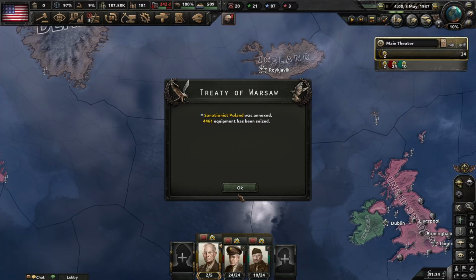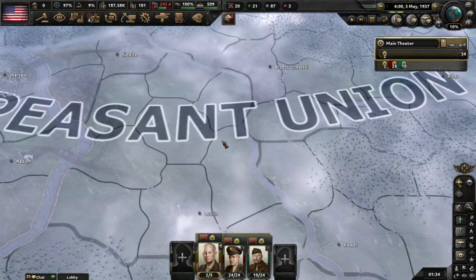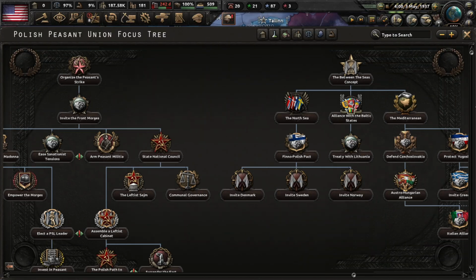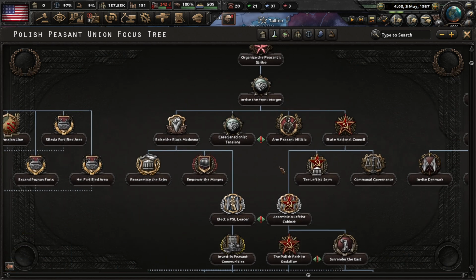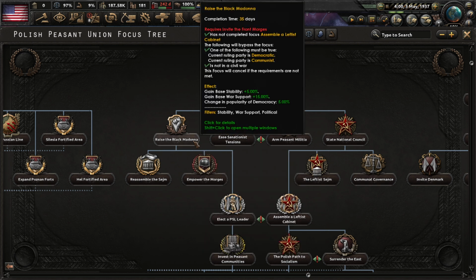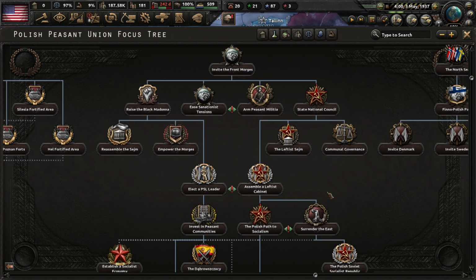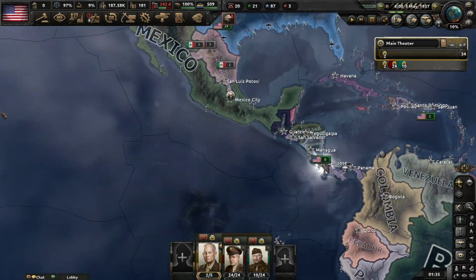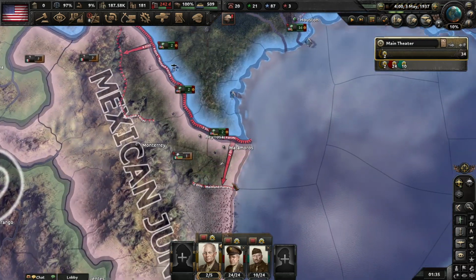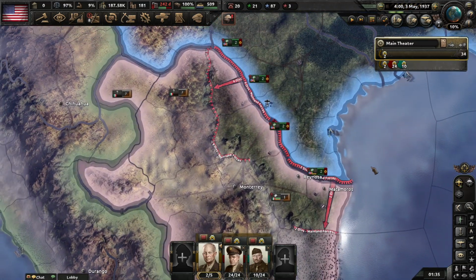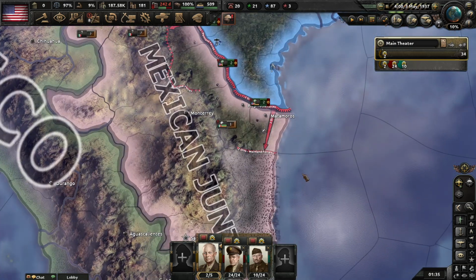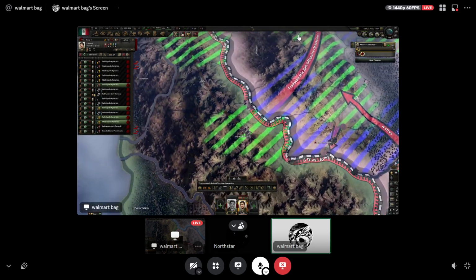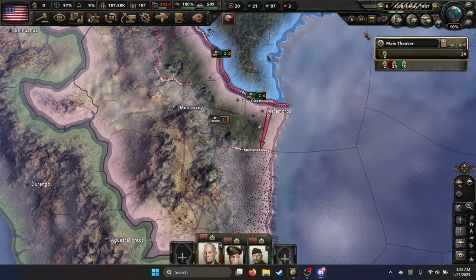The nation of Poland was annexed. Yep, the Polish Civil War is over. The Polish Peasant Union has won. I don't know what focuses they completed, but I suspect they didn't raise the Black Madonna in time, so they are forced to go communist. If they'd raised the Black Madonna, there was a chance they could have gone democratic instead. But the Black Madonna gives them war support, so it would have been good if they took that and then still went communist. But the AI doesn't know to do things like that. It's not very smart. Very good. We could unpause. Yep.